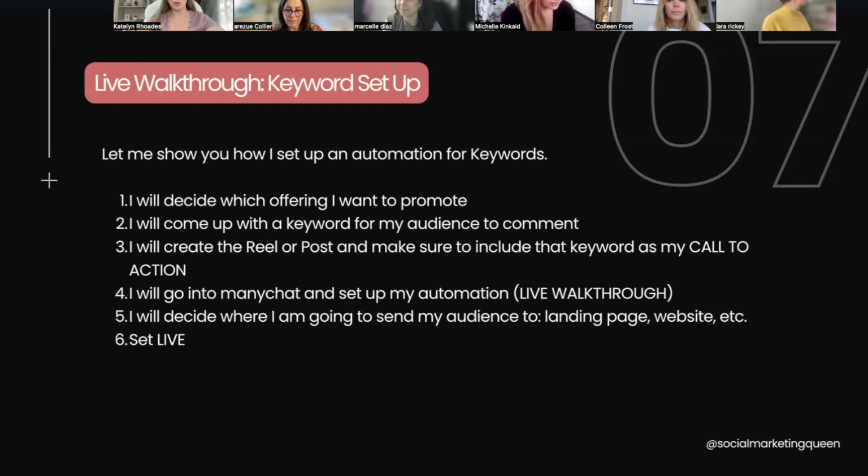Oh, this is what we're going to go through. So this is keyword setup. One, I decide what I'm going to be offering. What am I going to be promoting? So for example, which ones have I done in the past? Okay, we're going to go with my membership. I have an Instagram membership. It's a monthly content calendar plus Reels membership. So that's going to be our example for today.